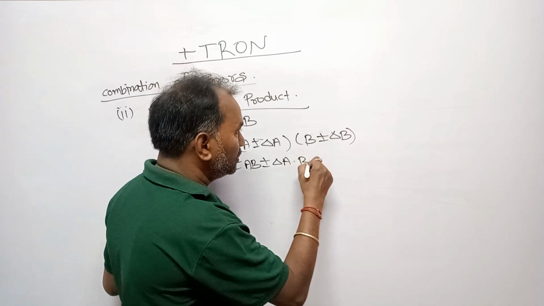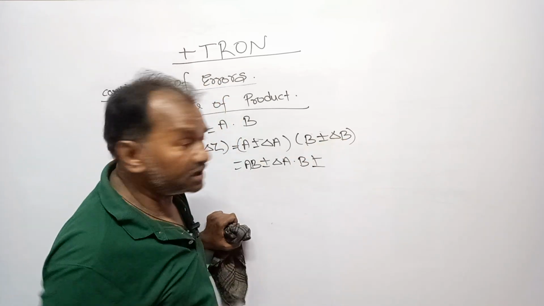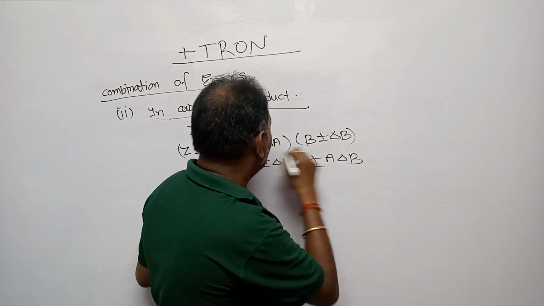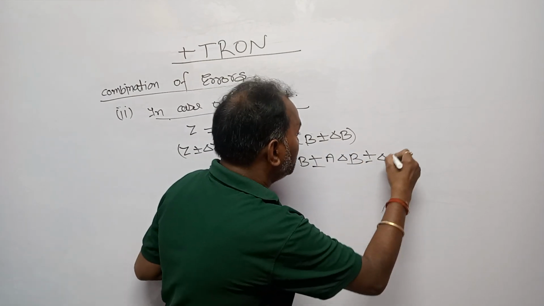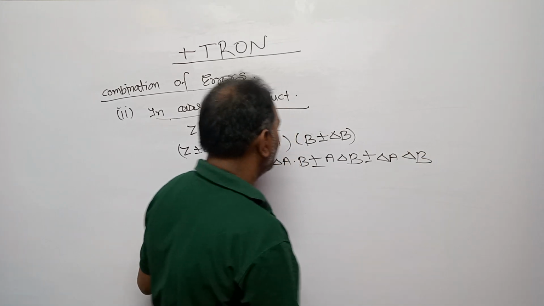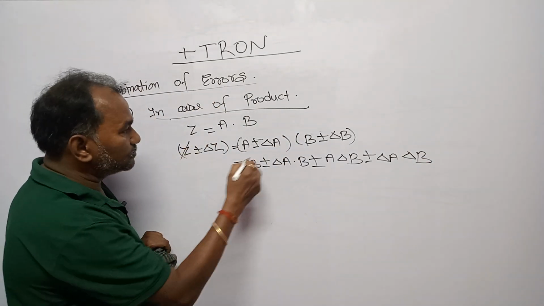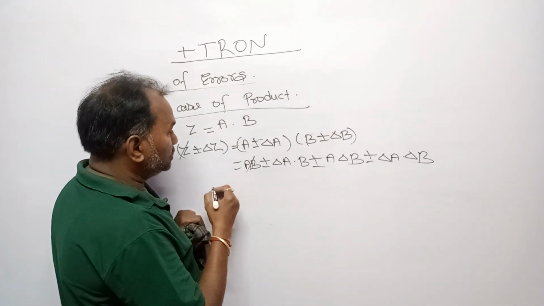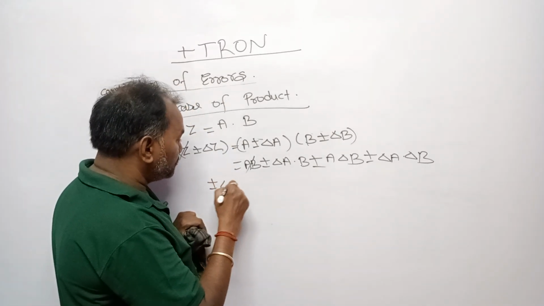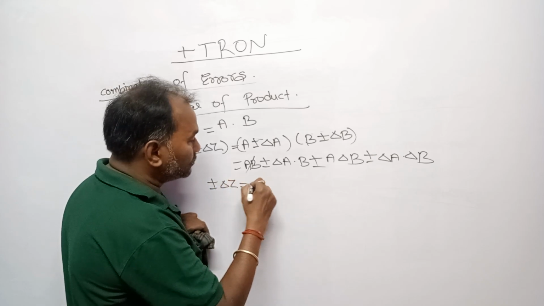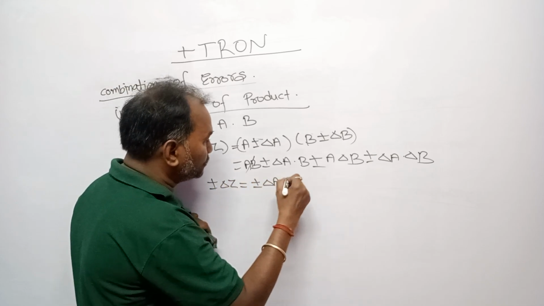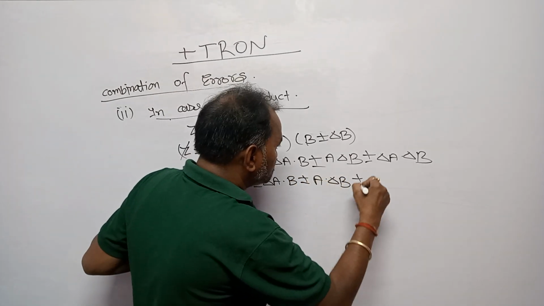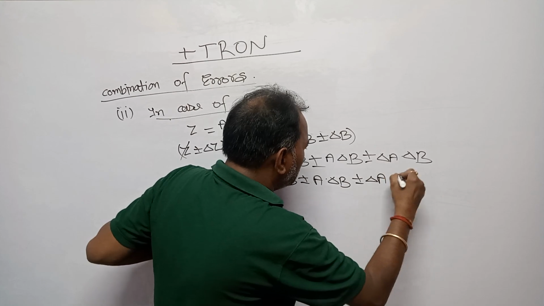± now multiply with ΔB, this is A ΔB ± ΔA × ΔB. Now dear students, Z = AB, already you have considered, it's given. So you will be left with ± ΔZ = ± ΔA × B ± A ΔB ± ΔA × ΔB.